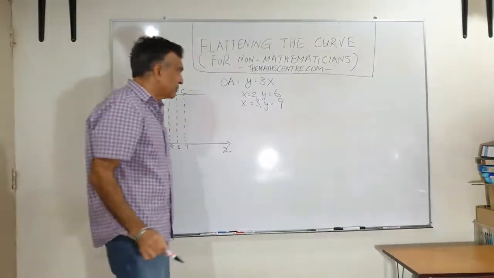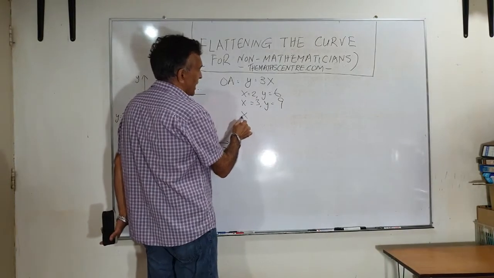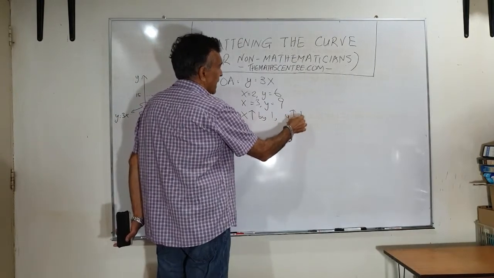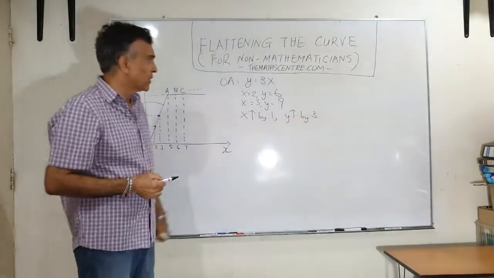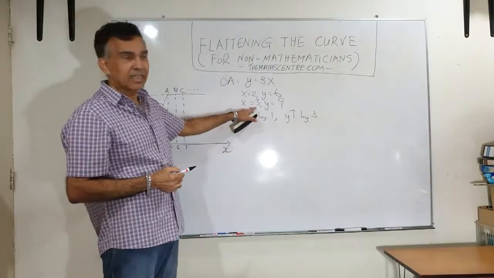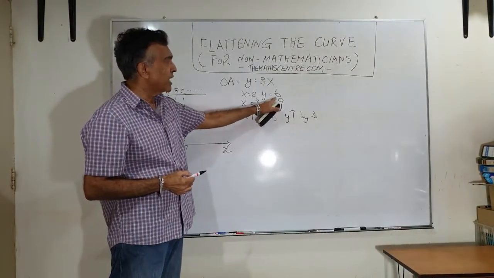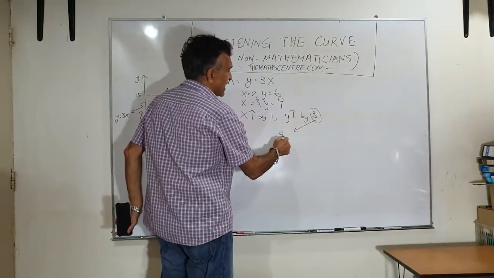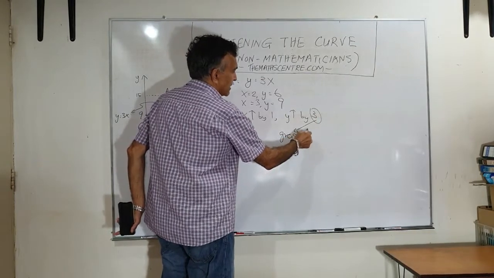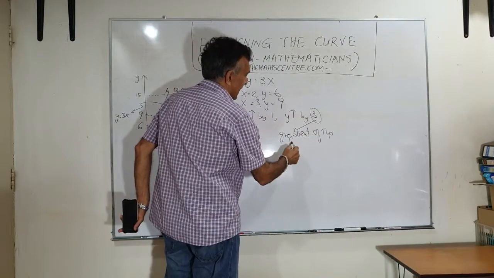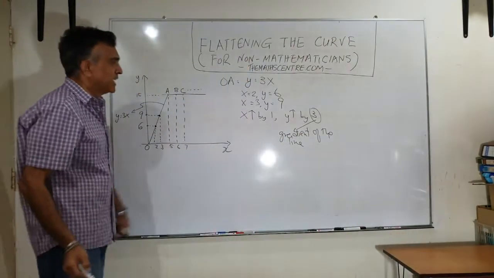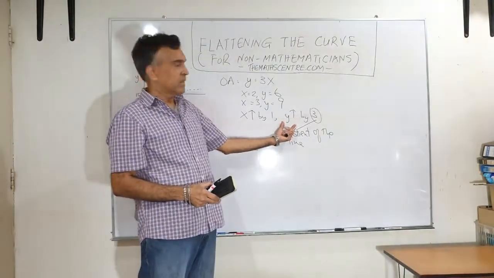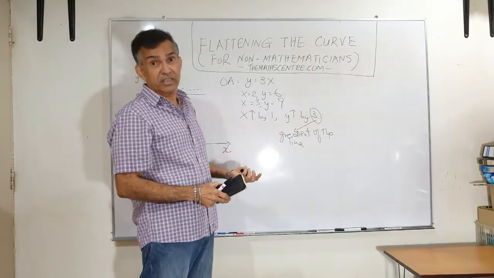Now what's the point in this? What do you notice? When x goes up by 1, y goes up by 3. Again, when x goes up by 1, 2 to 3, y goes up by 9 minus 6, 3. And this is what we call in mathematics the gradient of the line. So the gradient is basically the amount by which y goes up when x goes up by 1 unit.